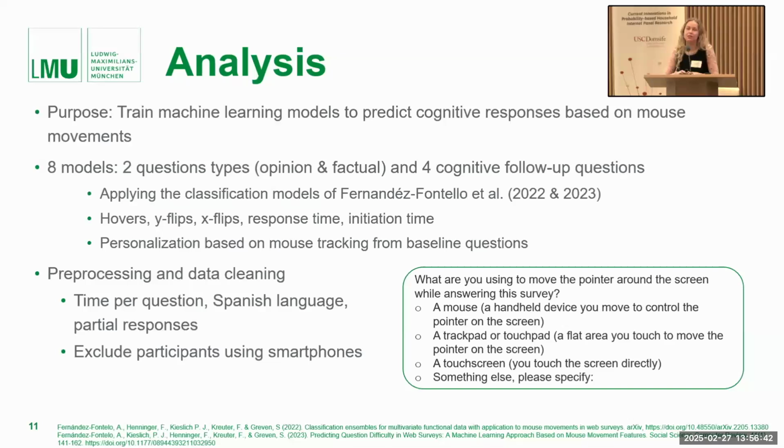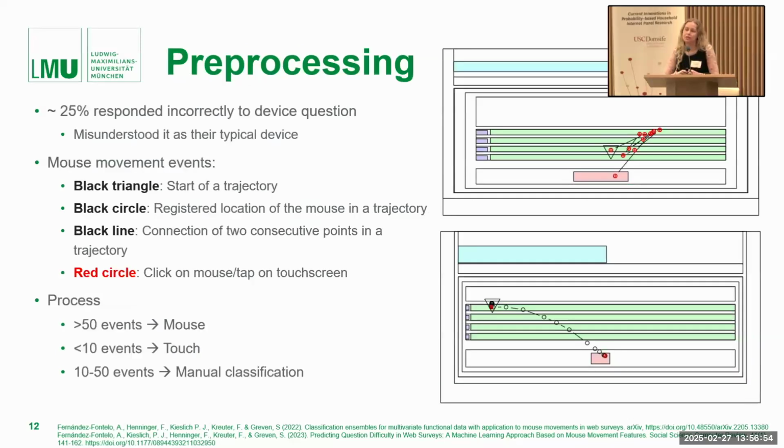So what we did here was that we asked this question: what are you using to move the pointer around the screen while answering the survey? Should be straightforward enough. You answer either mouse, trackpad, touchscreen, or something else. What happened here, though, was that about 25% of the respondents actually answered incorrectly to this question. The way we figured that out was through the mouse movements, because we could see that they actually had this much richer data where they moved around with the cursor on the screen. For a lot of the people that answered mouse, they were using a mobile phone, and vice versa.